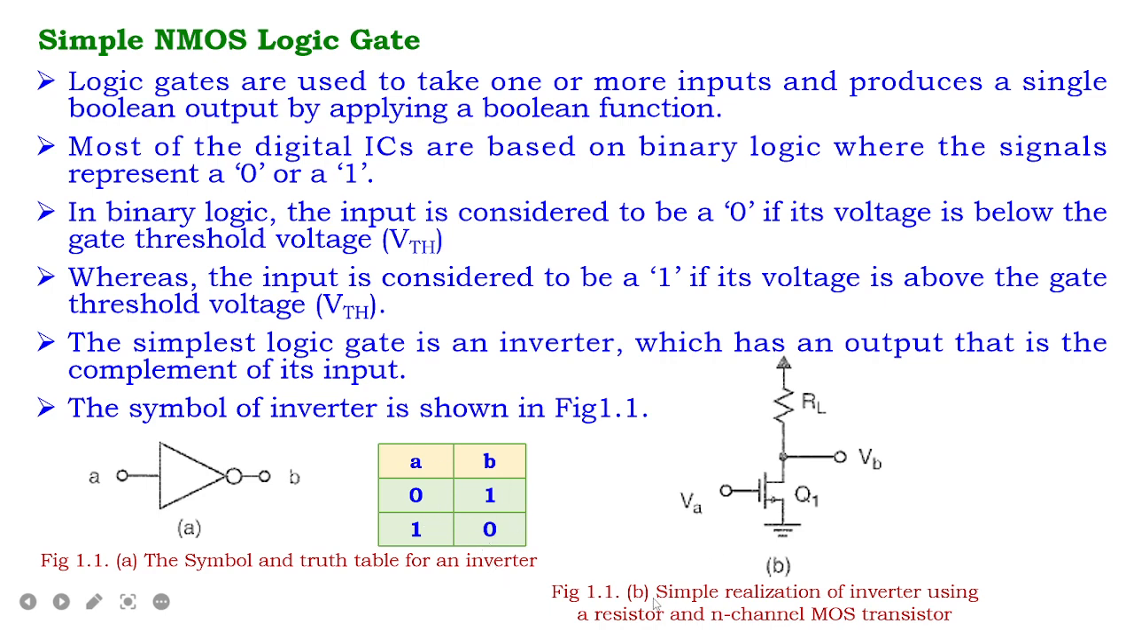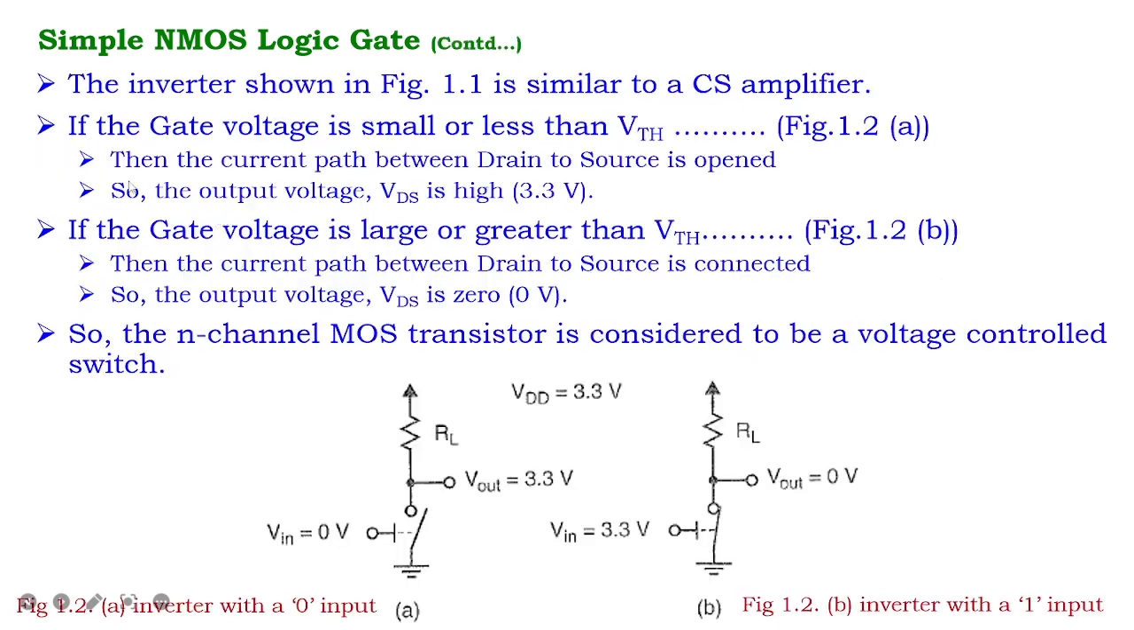Figure 1.1b illustrates the simple realization of an inverter using a resistor and an N-channel MOS transistor. Here the resistor is acting as a load, and we are using the Q1 transistor, which is an N-channel MOS transistor. The applied input voltage is referenced as VA, and the output VB is taken at the drain. The inverter shown in figure 1.1 is similar to a common source amplifier.